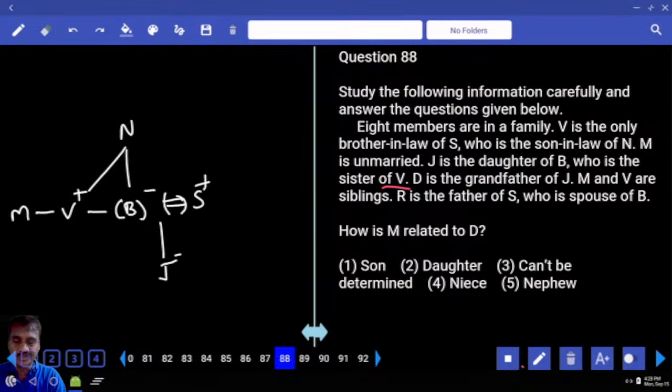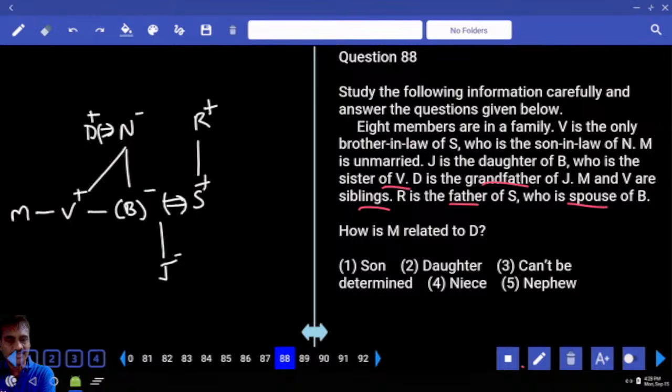And R is the father of S. R is the father of whom? Yes, R is the father of S. D is the grandfather, then D will be her grandfather. Clear? D is the grandfather, N is the grandmother. M and V are siblings. R is the father of S. M is unmarried, as stated before. And S and V are spouses to each other.